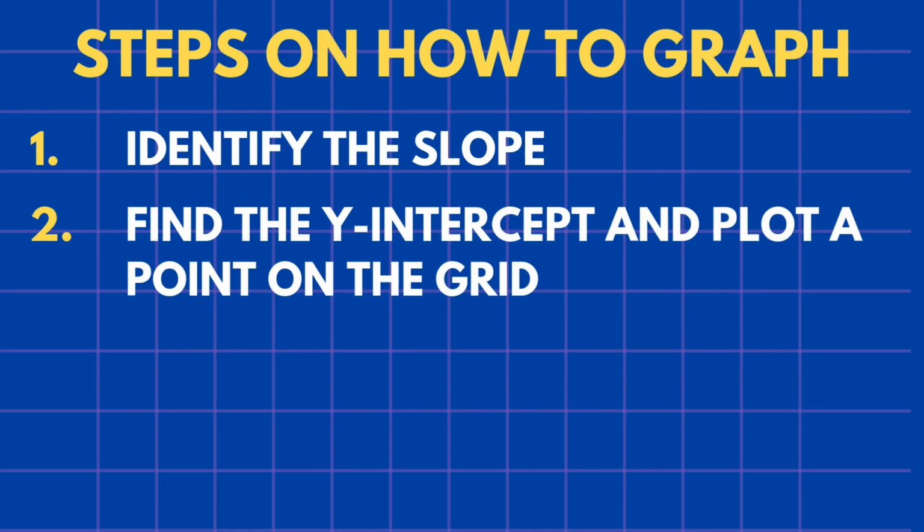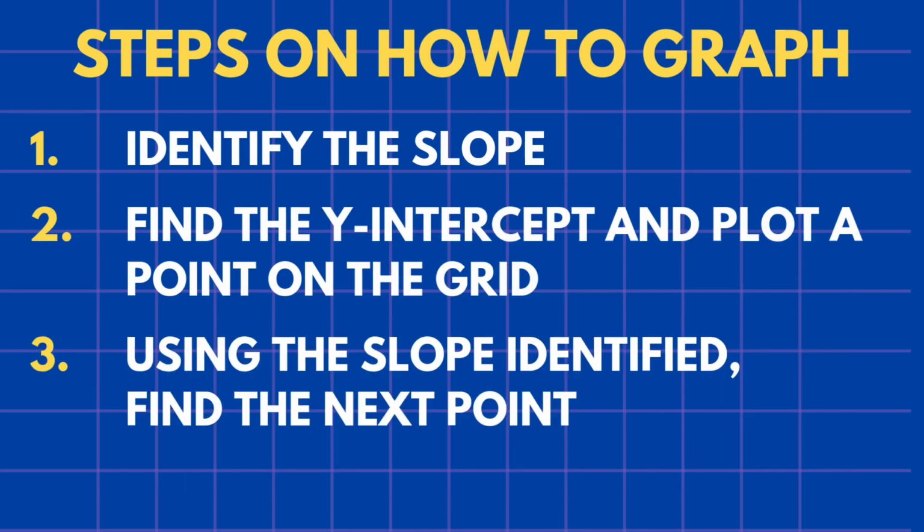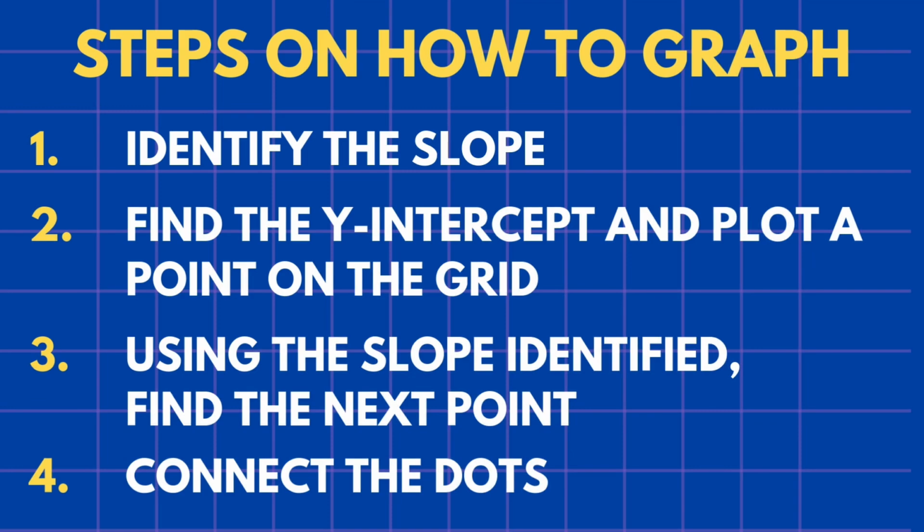Based on the equation y equals mx plus b, we know our y-intercept is the constant in the equation. That number represents the value our point has in the y when x is equal to 0. Knowing that, we can plot our first point on the graph. Step 3. Find the next point using the slope identified. Knowing how much the line rises in the y and runs in the x, we can plot the second point. Step 4. We connect the dots to produce our line.